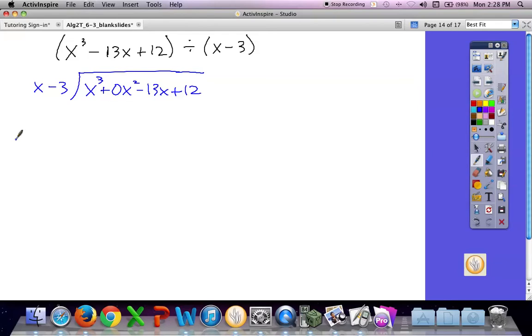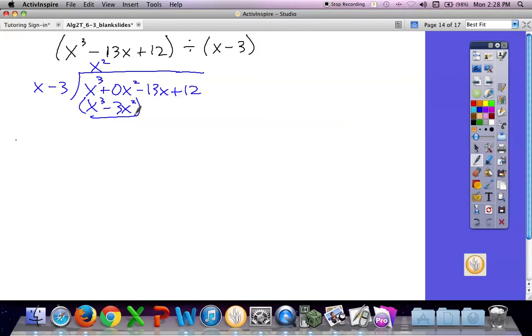Okay, now what would I multiply? What goes up here as the first step? X squared, right? X squared times x is x to the third. So I start with an x squared. X to the third minus 3x squared.